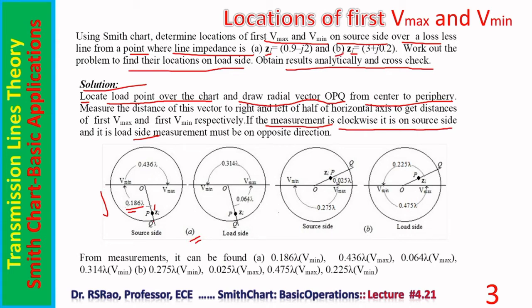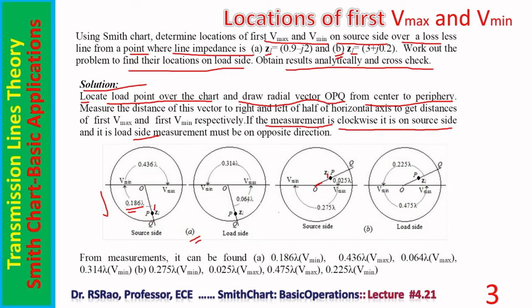B, same procedure. In case of B also, first we have to look at load point. This is load point. And to draw radial vector, this is radial vector. And measure the distance of this radial vector from right half of the horizontal axis. It gives Vmax, distance of Vmax in clockwise direction. And measure distance of left half of horizontal axis.